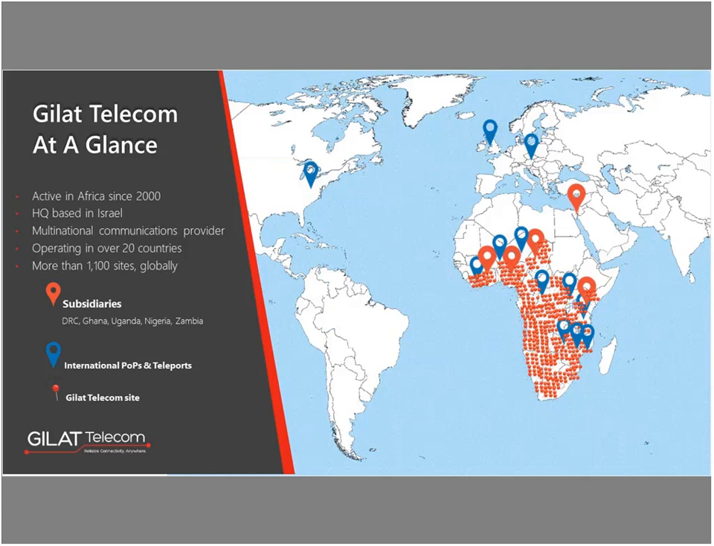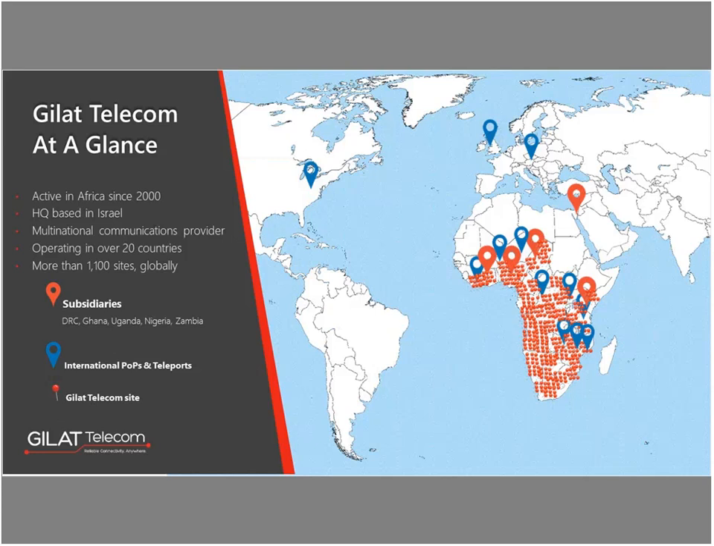So just for you to have a glance at Gilat Telecom, we are active in Africa since 2000. Africa is our main playground. 90% of the revenues of our company are coming from Africa. It's true we are also operational in some other continents, but Africa is the main business for us. We are operating in more than 20 countries, and if we're talking about satellite connectivity, we have more than 1,000 VSAT spread all over Africa.